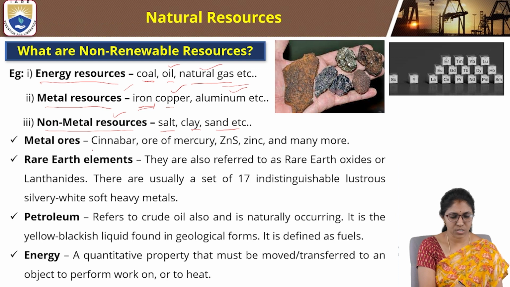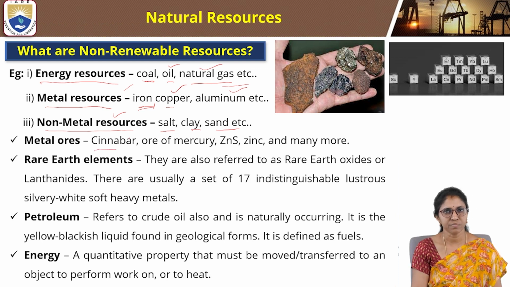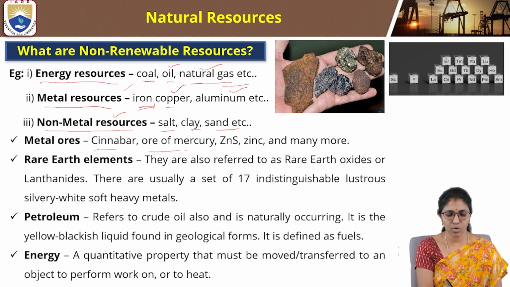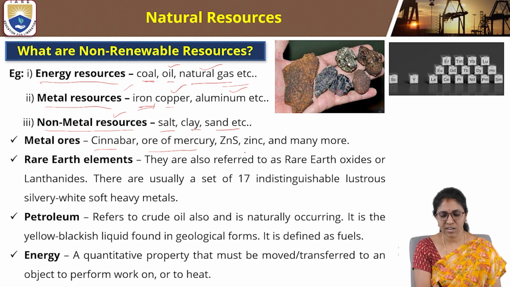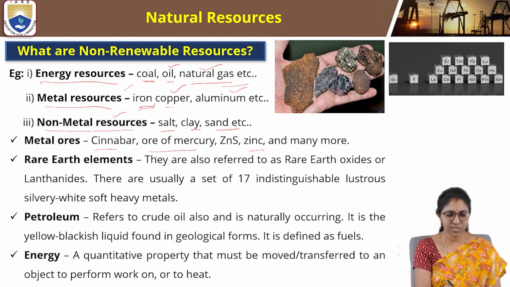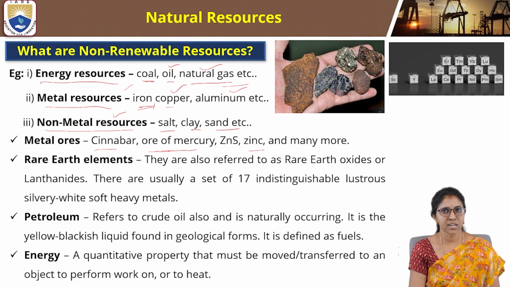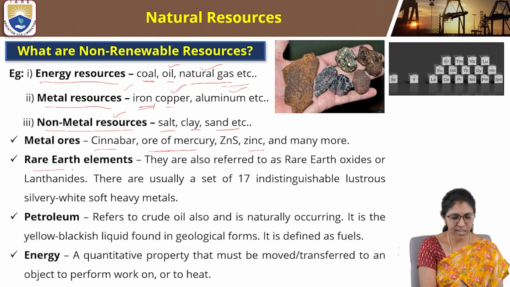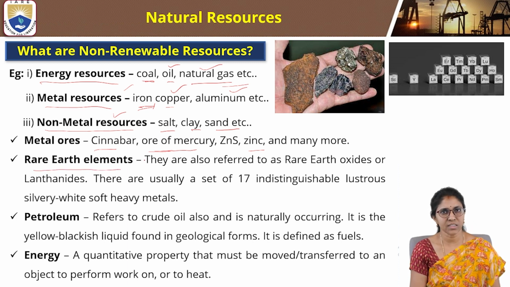Now metal ores. An example of a metal ore is cinnabar, which is an ore of mercury. There is also zinc sulfide, the ore of zinc, and many more. We know that many metal ores are there in the earth's crust. These come under metal resources. Next, rare earth elements.